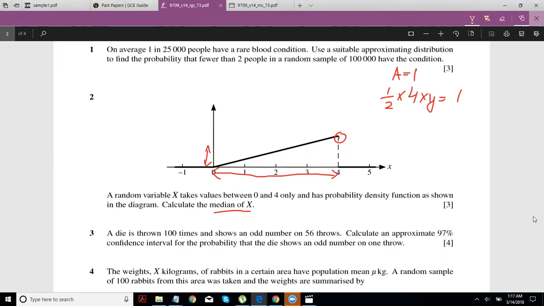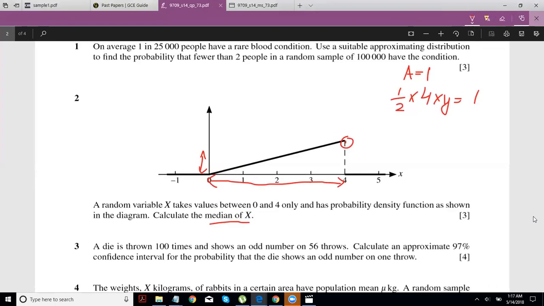And understand, please don't start using integration with straight lines. You really don't need to. You can just simply use normal area formulas. Okay, so that will give you y is equal to half, and hence you have a point where x is 4, y is half. That is one point you have, and that can allow you to get the equation of the line.